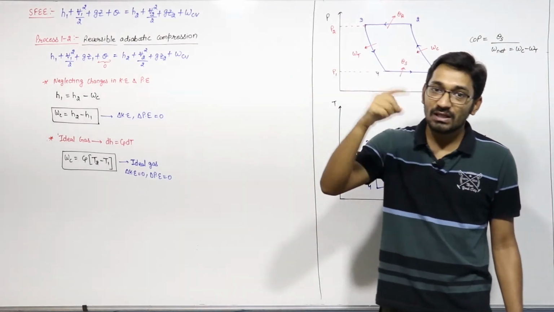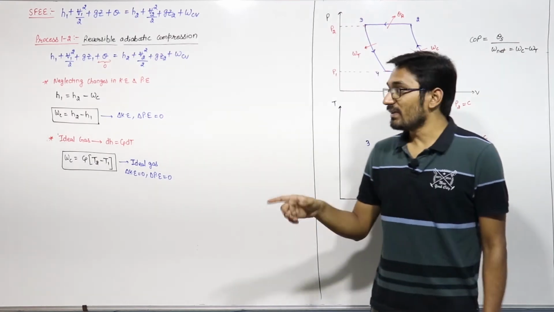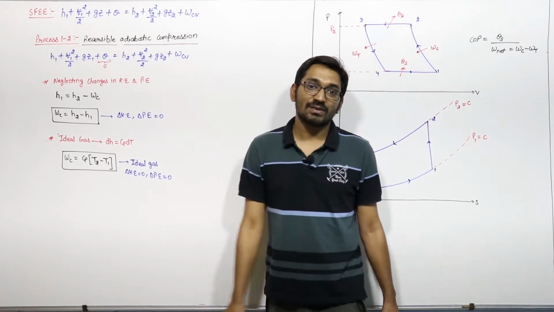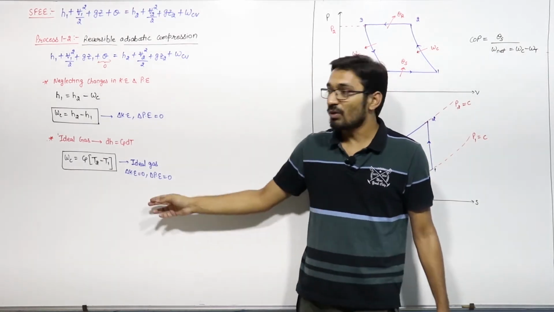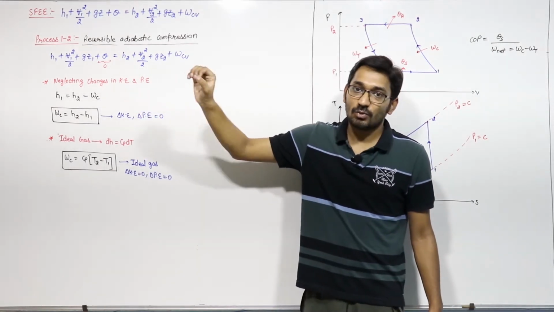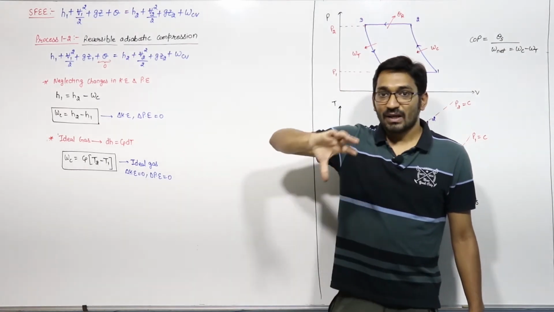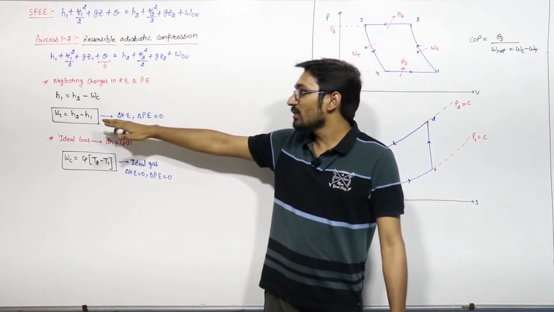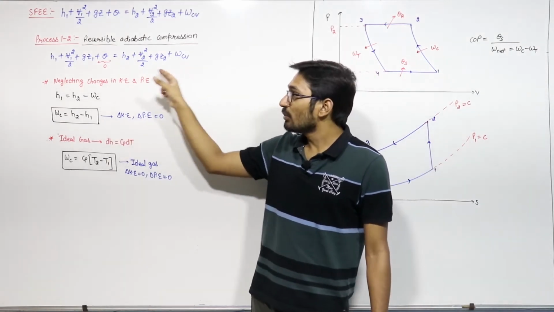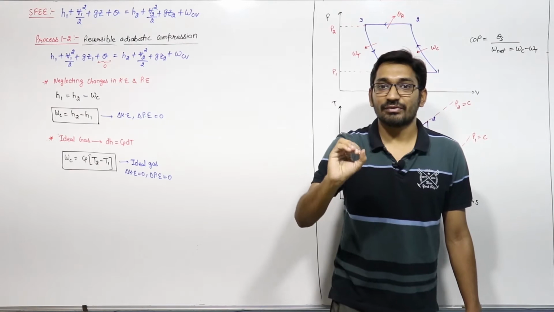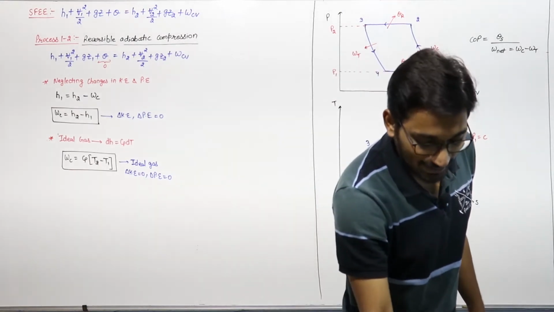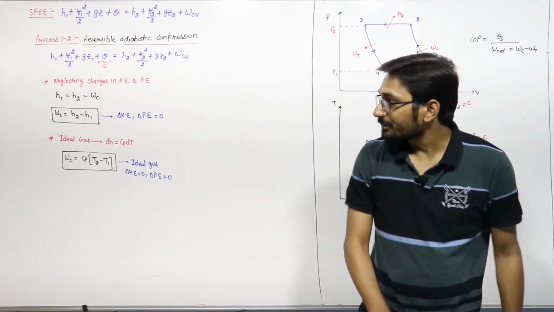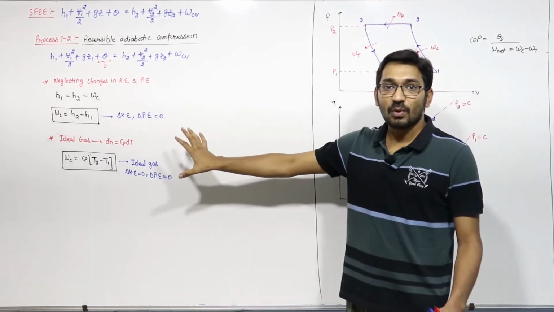If the question does not give you an ideal gas, then you cannot use the formula Cp into T2 minus T1. You have to go with the formula H2 minus H1. And if they give some velocity at the inlet and outlet, then you cannot use this formula either. You have to go with the basics of thermodynamics, that is the steady flow energy equation. Right? Now, I hope you understand this concept.